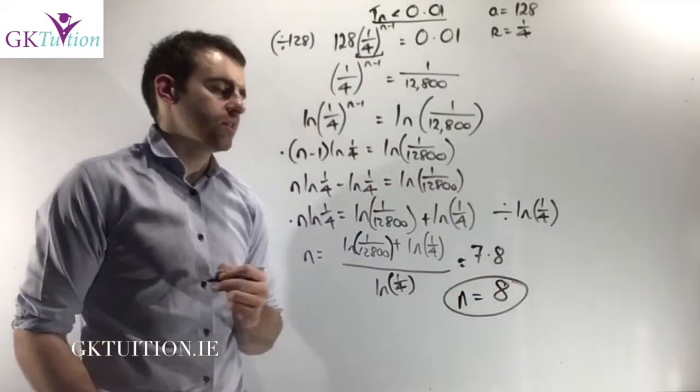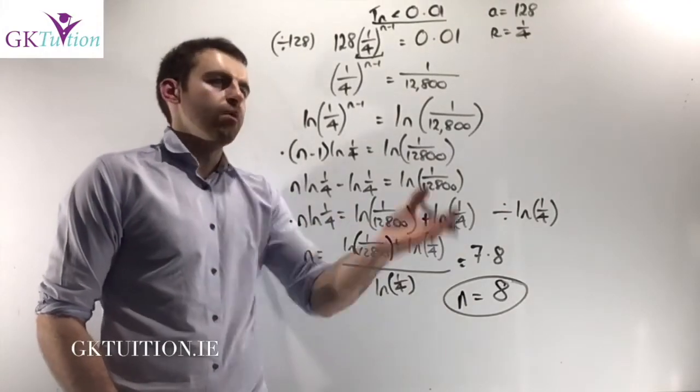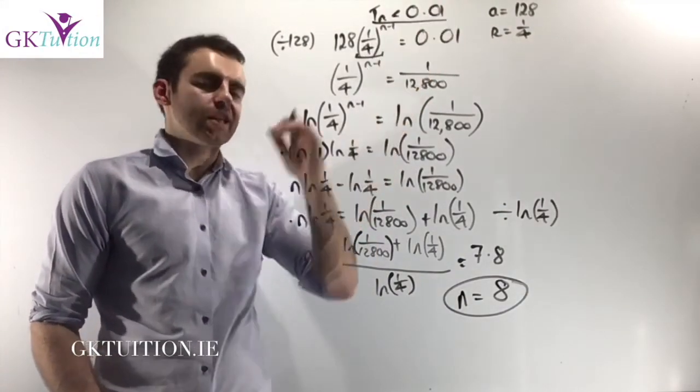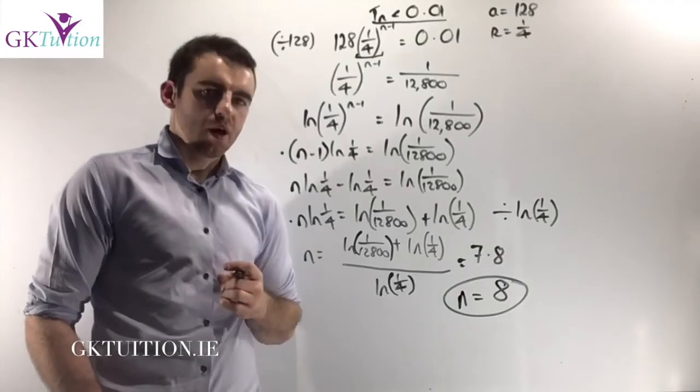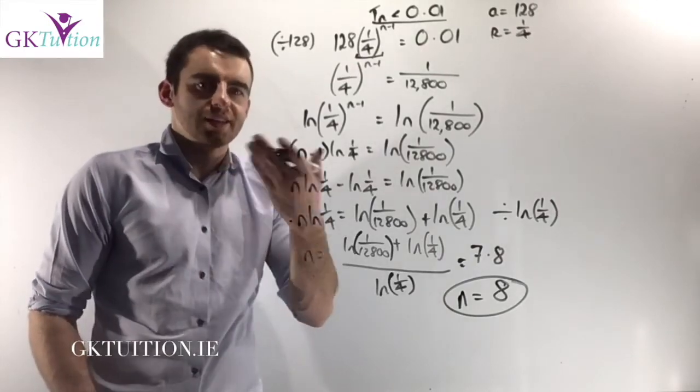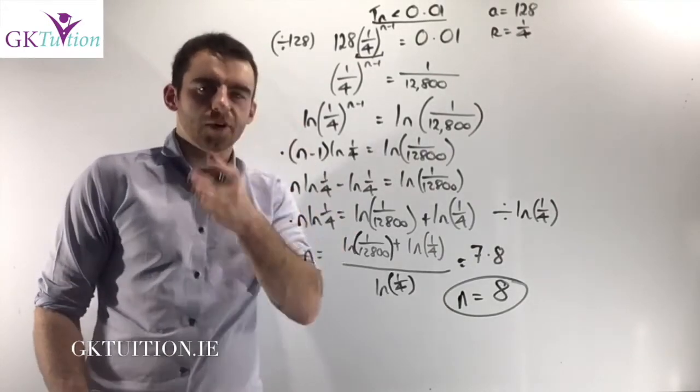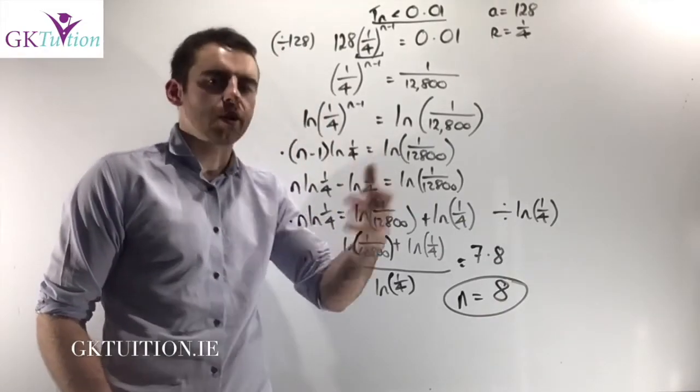If I just continue this sequence on until the 8th term, that's the first number that was less than 0.01. I want you to be aware there, we could have actually just listed out the sequence and we could have got the first one, multiplied it by a quarter, and keep going.